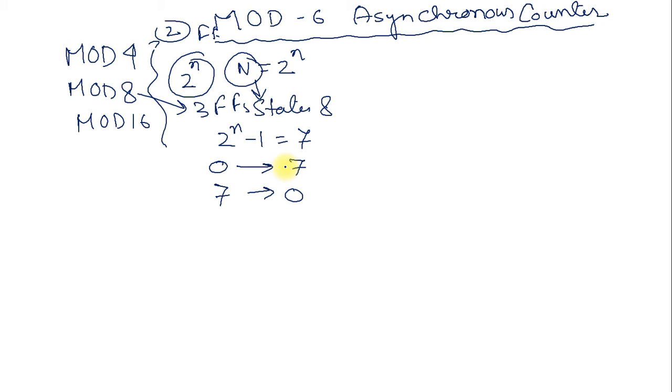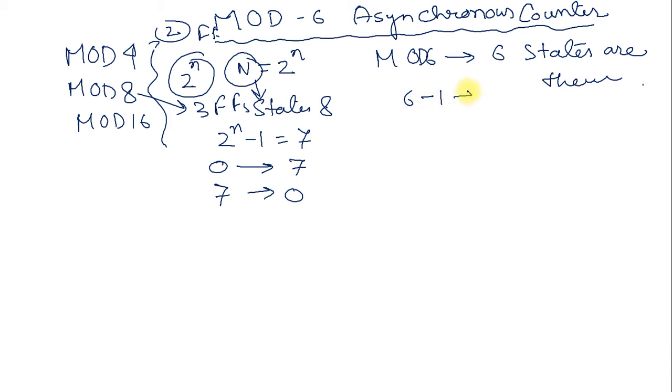Now we have one challenge: to design an asynchronous counter which is mod 6. You can design any other mod counter, mod 7 counter, mod 5 counter, but there is a trick, or a way, to design different mod counters. Before going to formulate that, mod 6 means 6 states are there. So the maximum count possible is 6 minus 1, that is 5.